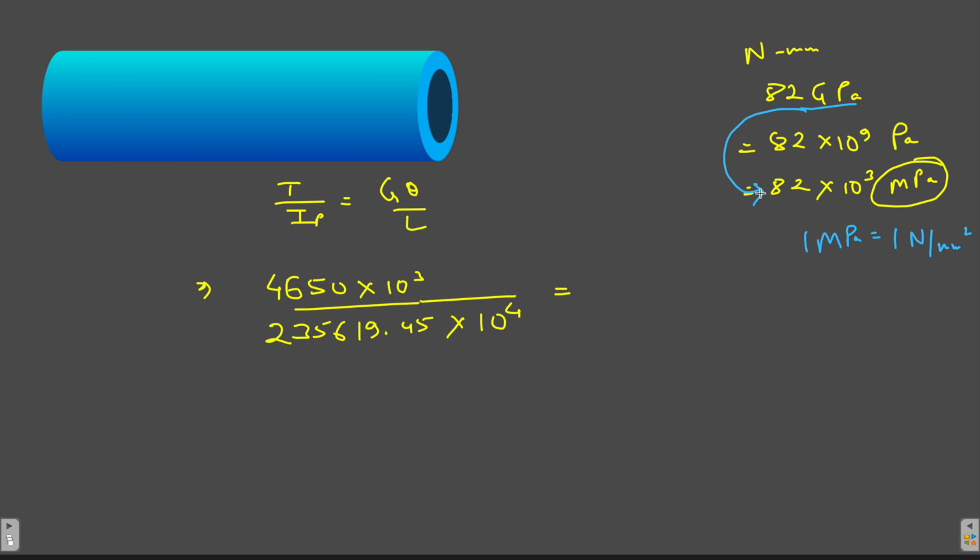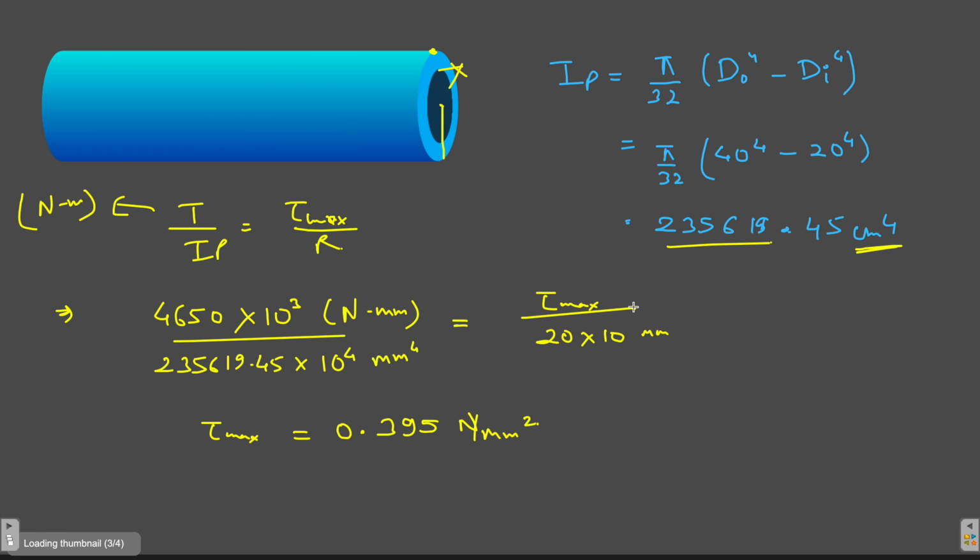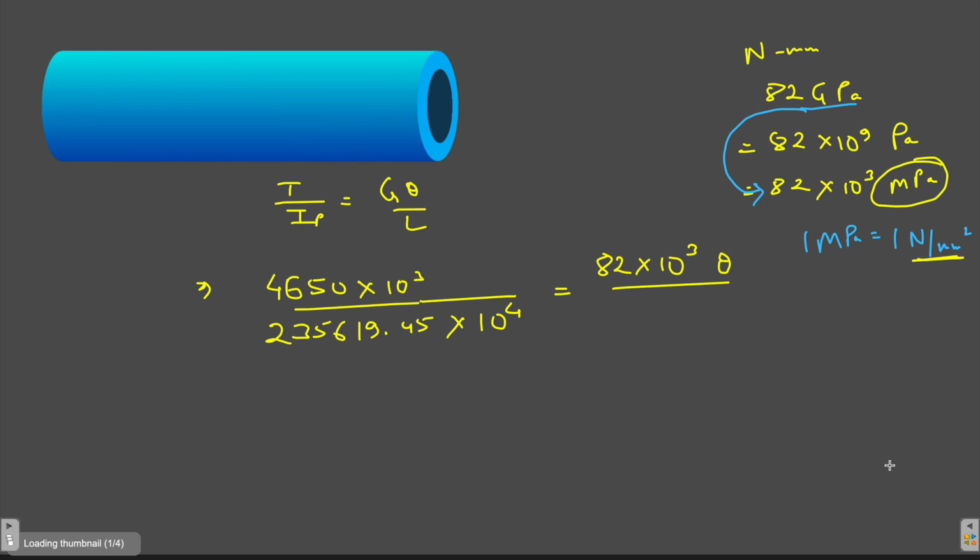So you simply multiply it by 82 into 10 to the power 3, and you will get the answer in megapascal, and megapascal is nothing but Newton per millimeter square. So we have converted this into Newton per millimeter square. And what is the length? The length of the shaft was given as 800 centimeter, so it is 8 into 10 to the power 3, that is 8,000 millimeter. We have put all the units correctly. Now we just have to find theta.